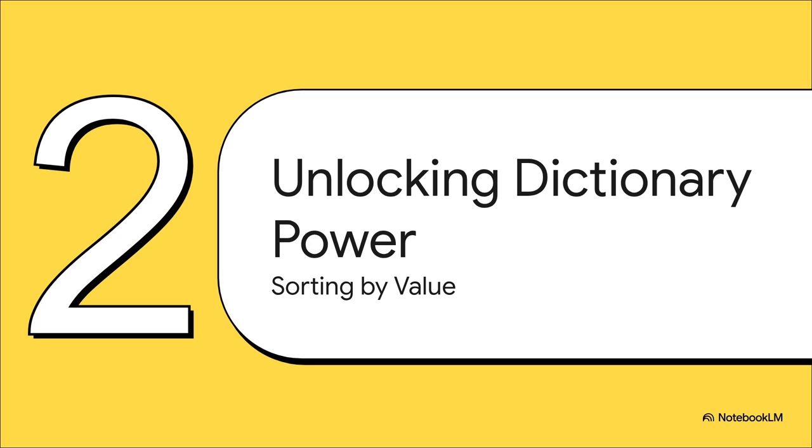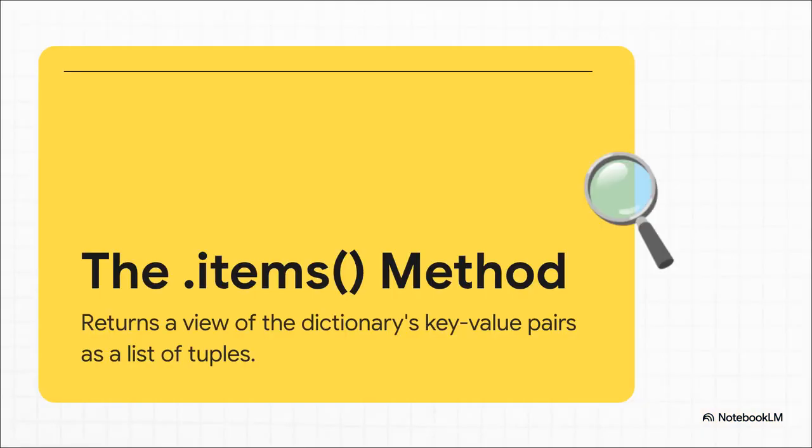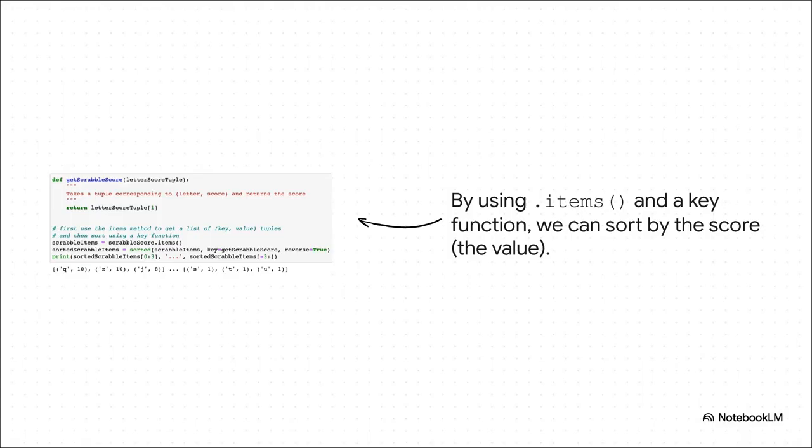Well, the answer lies in a really powerful dictionary method. And that crucial tool is the .items method. Now, what this little guy does is pretty cool. It completely transforms our dictionary into what looks like a list of tuples, these key value pairs. So instead of just having a bunch of letters, we now have a list of these pairs, A, 1, B, 3, and you get the idea. The key thing here is that it gives us access to both the letter and the score at the same time.